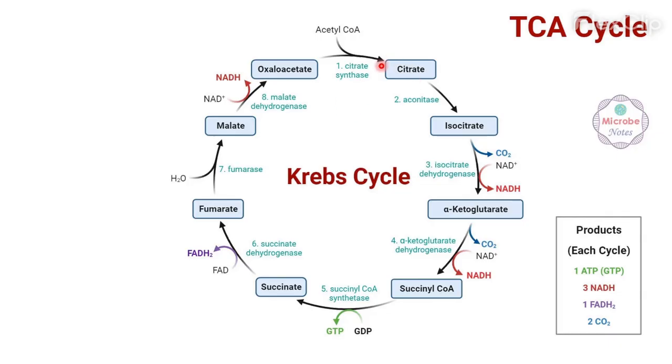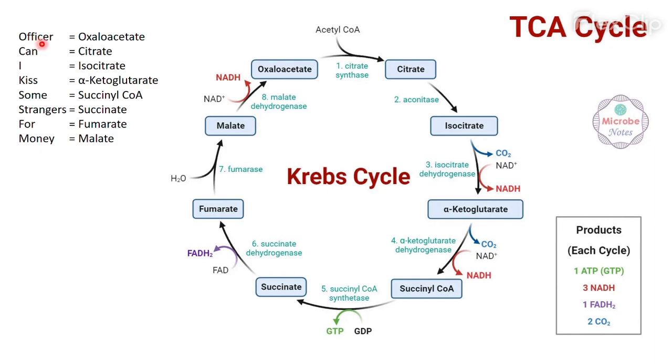It is sometimes hard to remember all these names of the intermediates of the Krebs cycle. So you can remember them by this mnemonic: officer, can I kiss some strangers for money? Here the O stands for oxaloacetate, C for citrate, I for isocitrate, K for alpha ketoglutarate, S for succinyl-CoA, another S for succinate, F for fumarate, and M for malate. Although this mnemonic is a bit odd, it still serves its purpose. That is, it will help us remember the intermediates of the Krebs cycle.